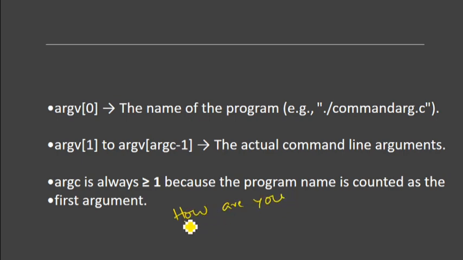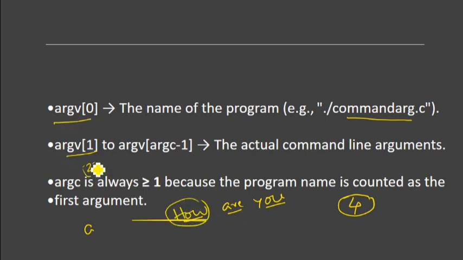Okay, so how many arguments are we passing? 3 arguments, but the count will give us 4. argc will give us a count of 4, because the first argument is nothing but the program name. So argument 0 stores the program name, argument 1 stores "how", argument 2 stores "are", and argument 3 stores "you", like this: how are you. Okay, I will show this in the program execution.